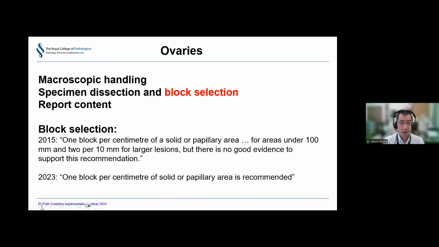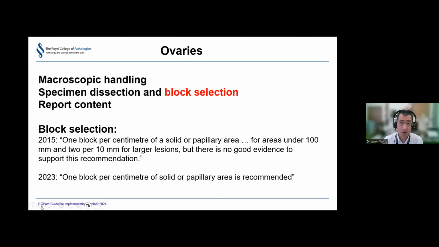However, the tissue pathway applies to benign lesions. I think in benign lesions, 1 block per centimeter is enough. And even for frankly malignant tumors, 1 block per centimeter is usually enough. It's really the borderline tumors, particularly the mucinous borderline tumors, which are often heterogeneous, where it's recommended you take 2 blocks per centimeter for tumors larger than 10 centimeters.